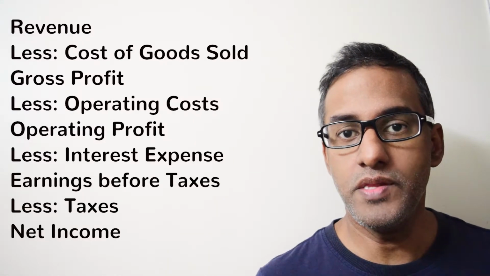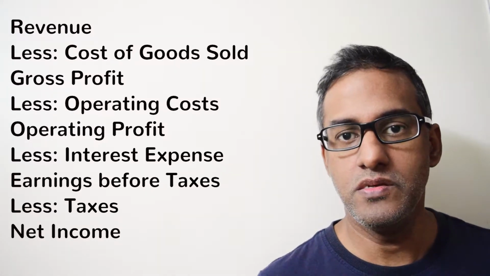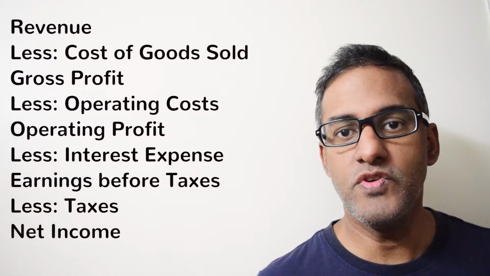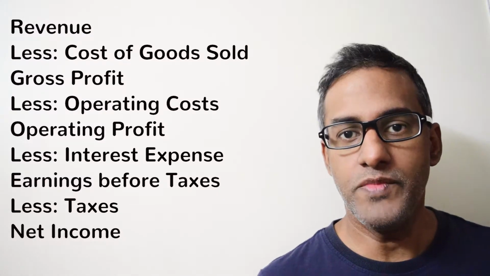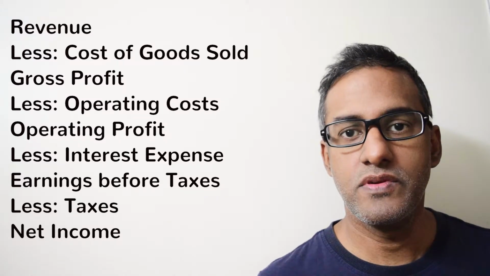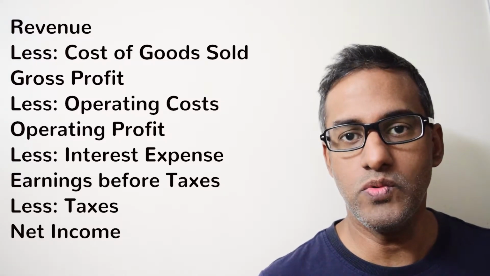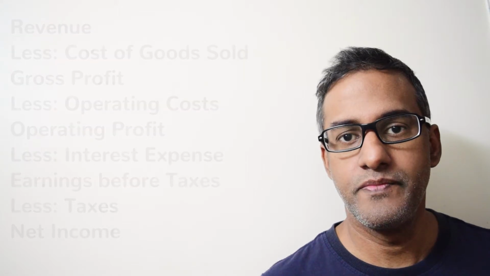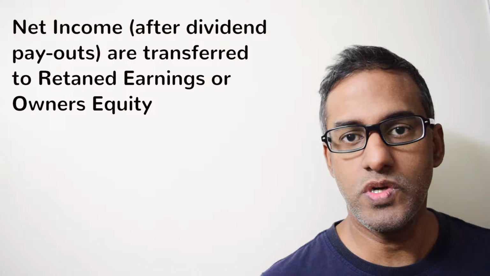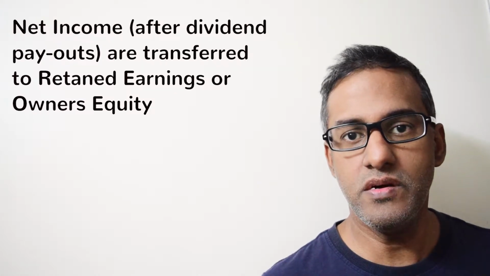After operating profit, we include items such as other gains or other losses, and then deduct interest expense to arrive at earnings before taxes. From there, we deduct tax expenses to arrive at the bottom line, also known as net income. Now, let me tell you two things about net income. First, net income after declaration of dividends is transferred to a company's balance sheet as retained earnings or equity.